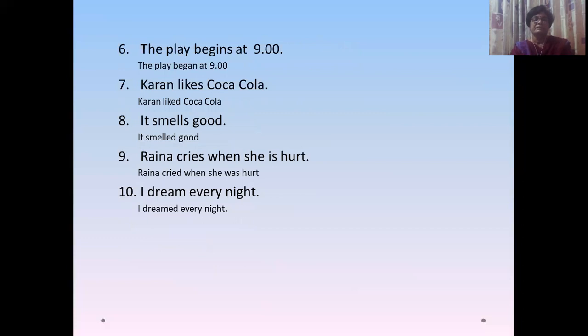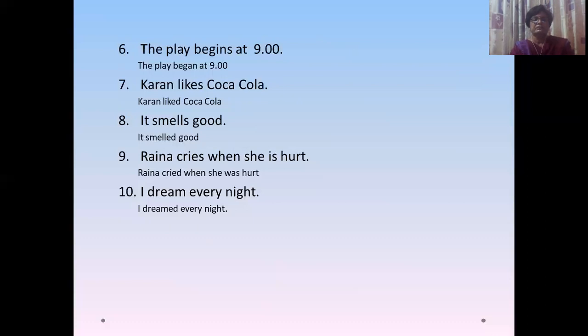The seventh sentence, Karan likes Coca-Cola. Here the verb is like, and it will be changed into past form. Karan liked Coca-Cola. It smells good. Again, the verb here is smells, and it will be changed into smelled. It smelled good.